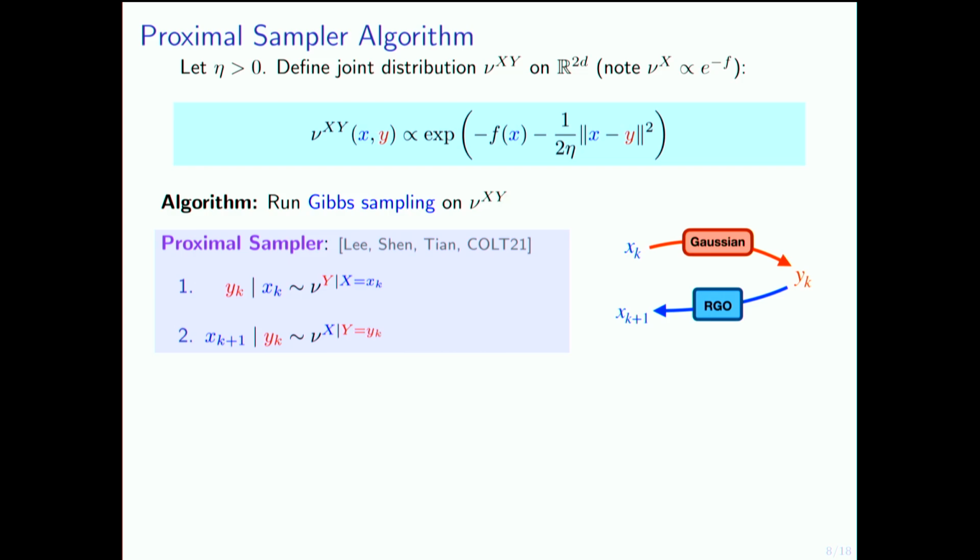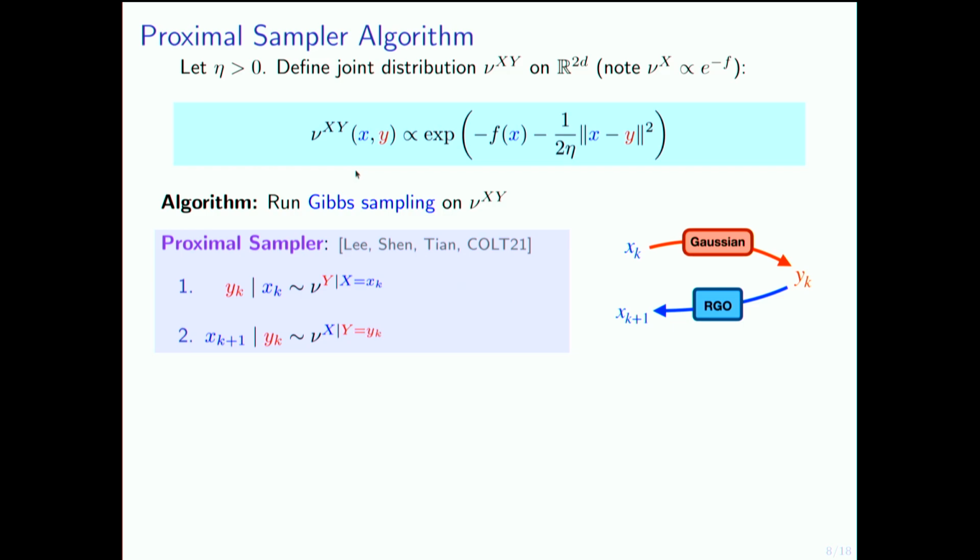So more concretely, here's the proximal sampler algorithm. If we want to draw a sample from e to the negative f on the x space, what we do is define a joint distribution on the xy space via the following. Exponential of the negative f of x, the original target, plus this quadratic regularization with some step size eta. And the important property here is that in this joint distribution, the x marginal is the original target e to the negative f. So if we can sample from this joint distribution, we can just return the x part, and that will be the correct sample.